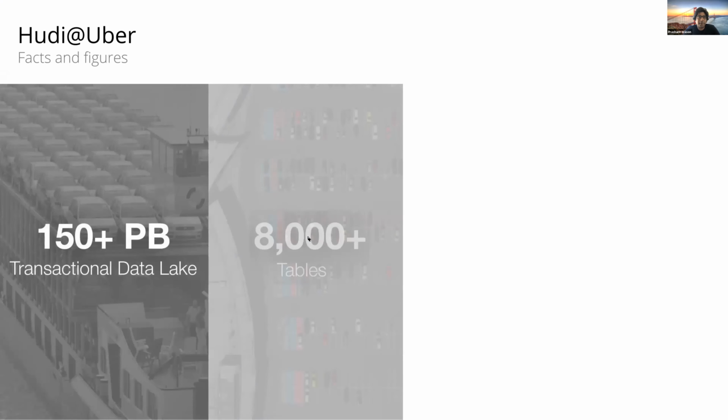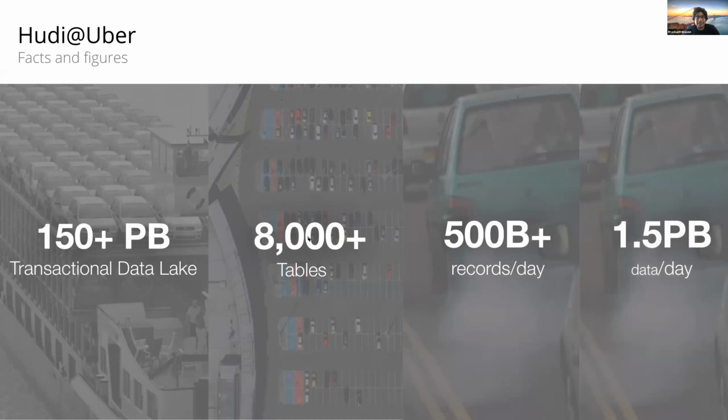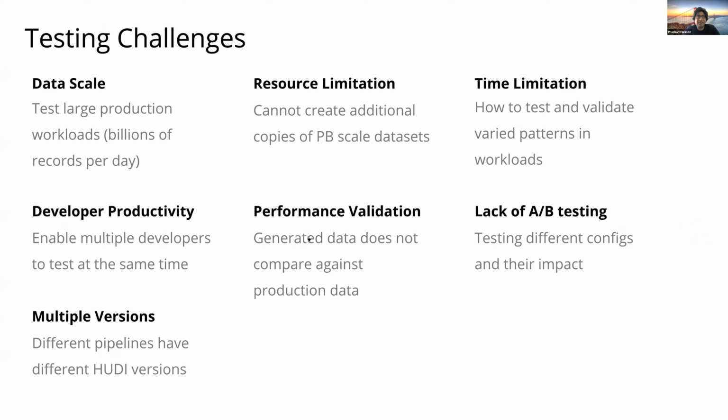Because of such a large scale deployment at Uber, there are some specific challenges we have while testing and releasing new features. So this slide should give you an idea of what the deployment at Uber looks like. Given the very large number of tables and the amount of data we ingest every day, we have very specific testing challenges at this scale.